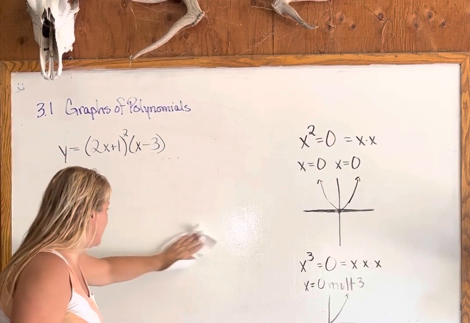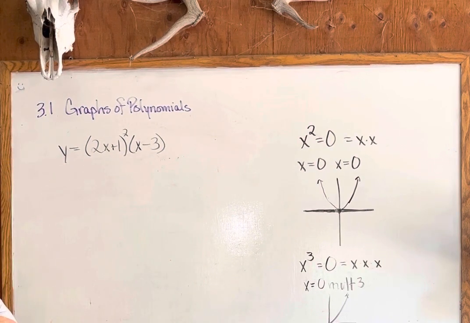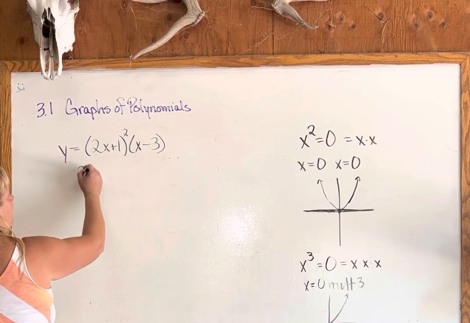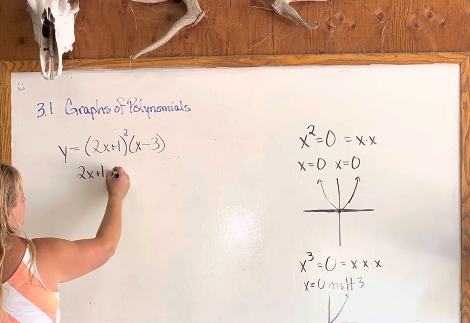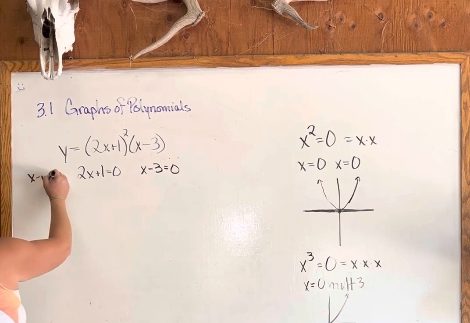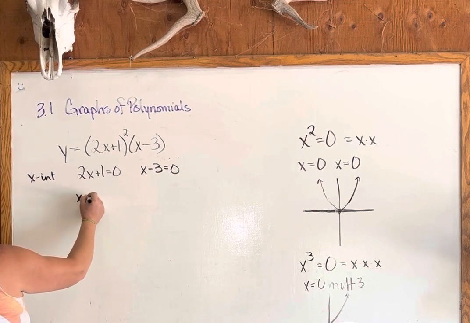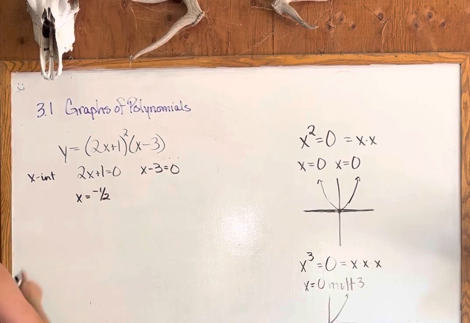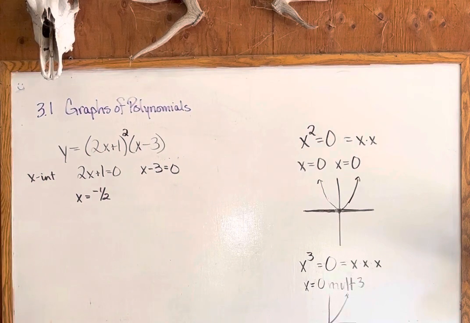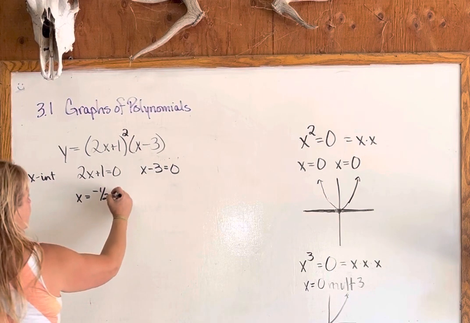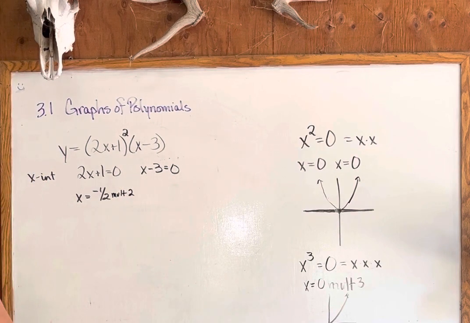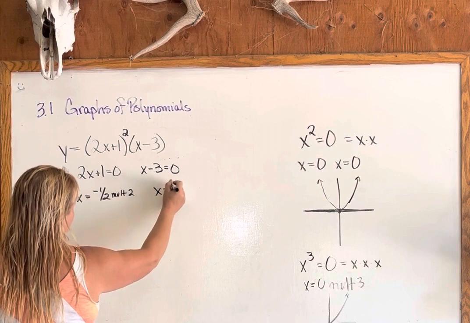So the x-intercepts are going to be easy for us to find because we can just set each piece equal to 0. So if we set 2x plus 1 equal to 0 and x minus 3 equal to 0, this is going to be our x-intercepts. Here we're going to get x equals negative 1/2. Okay. But how many times? What does this little 2 imply? How many factors are there? There are 2. So this has multiplicity 2, or an even multiplicity. And this one is just x equals 3.